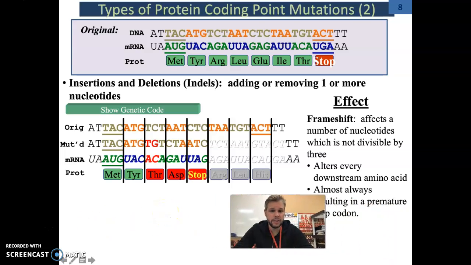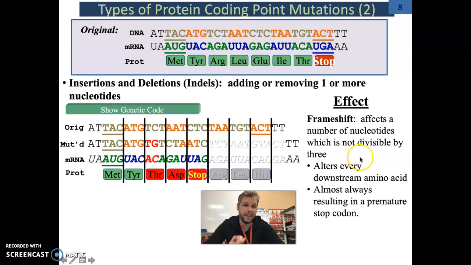And these changes are called frame shift mutations because they affect a number of nucleotides which aren't divisible by 3, right? So they're going to alter many bases downstream from where the original amino acid would have changed. This almost always is going to result somehow in a premature stop codon as well, these frame shift mutations.